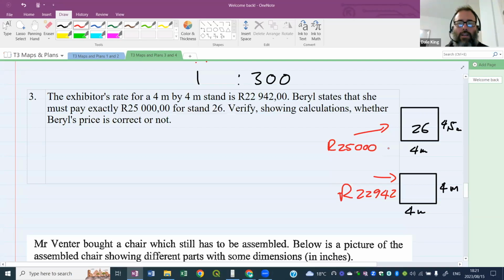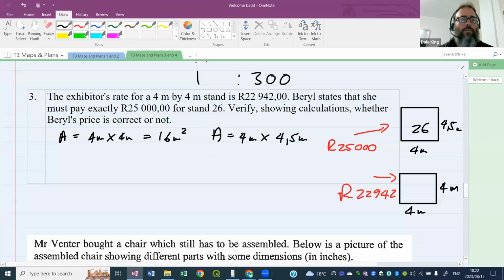So how can we compare? I don't want to say too much and give it away. I'm giving you a clue already. Do you calculate the area of the shape? All right, let's try the area of the first one, the 4 by 4 meter. And that's going to be 4 times 4, 16. Which gives us 16 meters squared. So for 16 meters squared, it's 22,942. The area for the second one is 4 meters by 4.5. What do we get there?